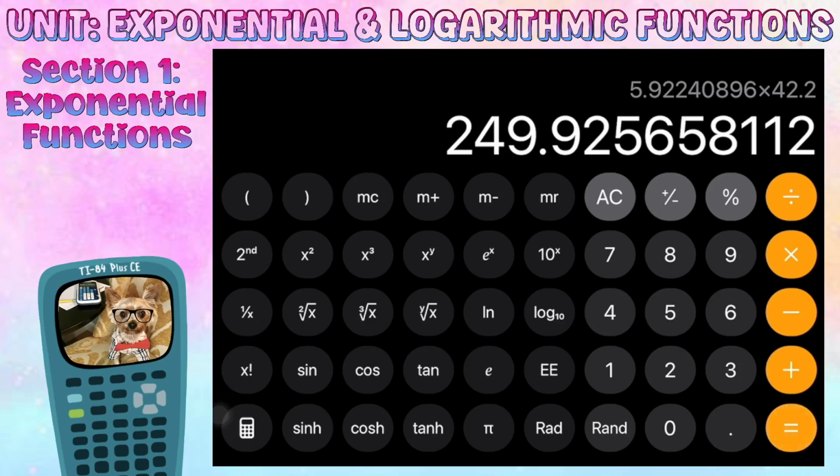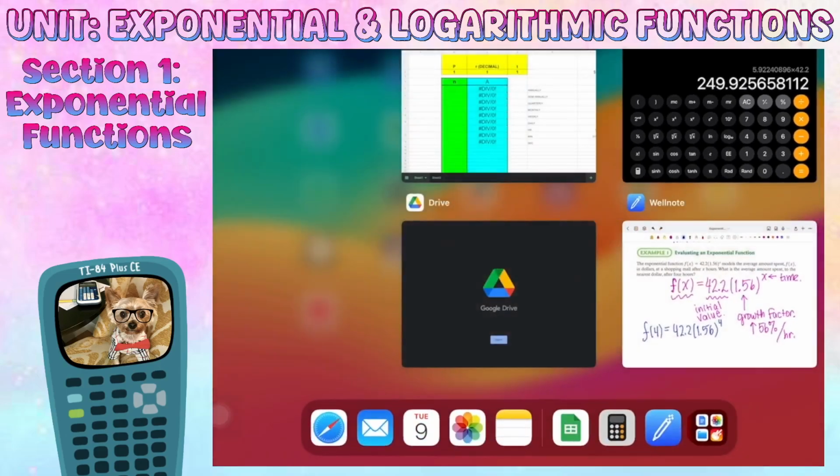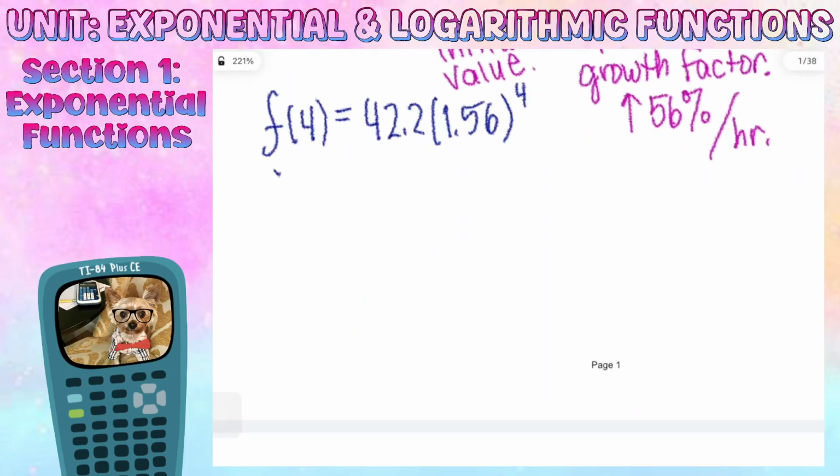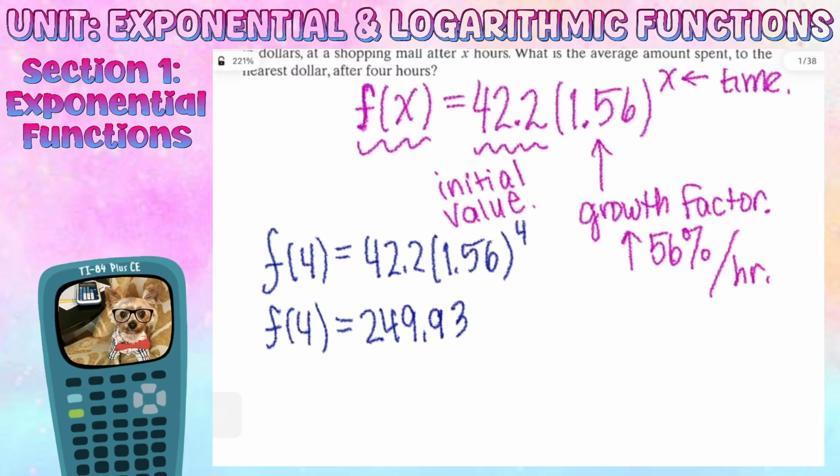So we got 249.93. f of 4 equals 249.93. Now, what does the whole question say?